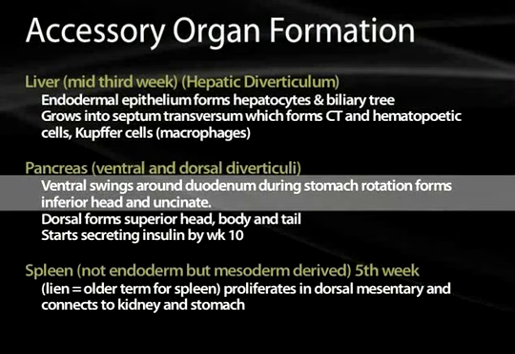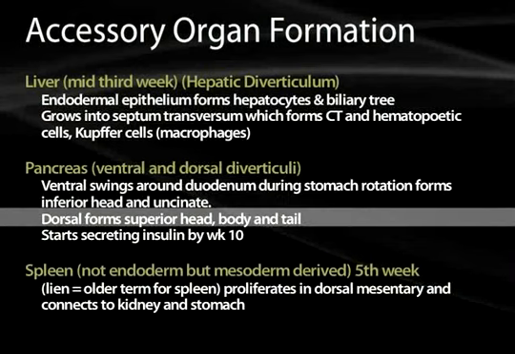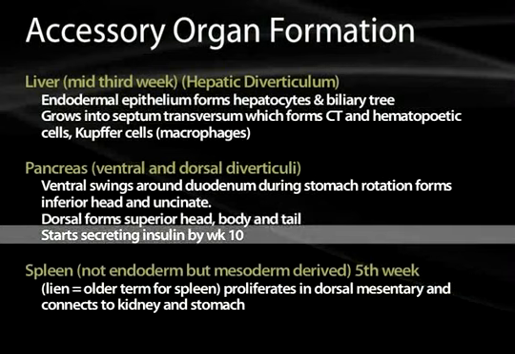The ventral diverticulum will swing around the duodenum during stomach rotation and forms the inferior head and the uncinate process. The dorsal will swing around from the superior portion and form the superior head, body, and tail. The pancreas will become active in secreting insulin by 10th week.